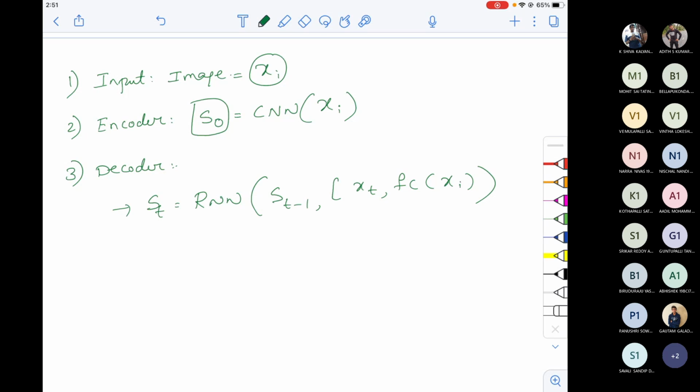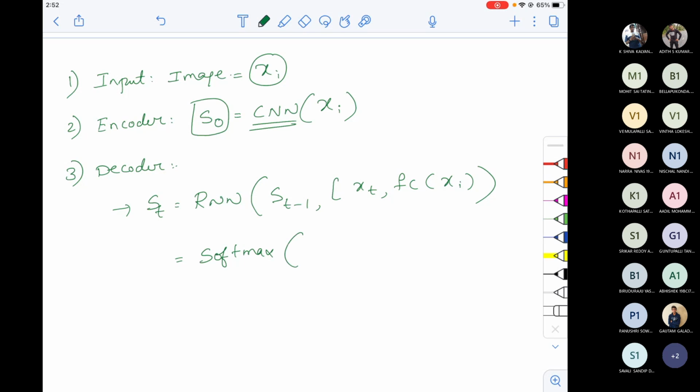Once I have the states, I already told you the encoder is a CNN and the decoder is an RNN, but the other architecture in the decoder is an ANN. That's basically a simple artificial neural network. So what I have to do is get the softmax.